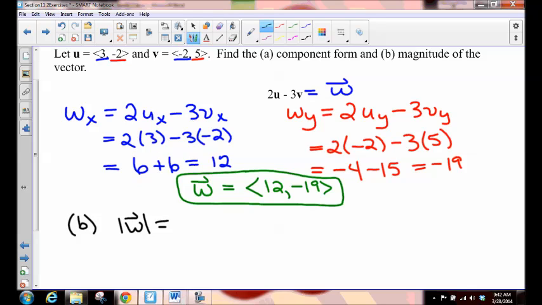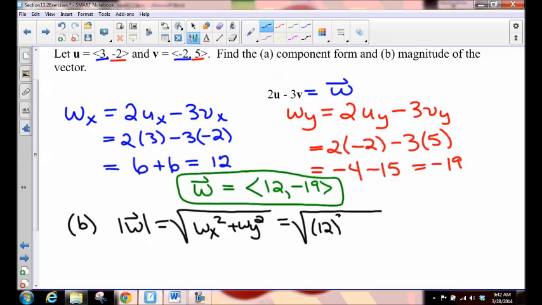So the magnitude of W is going to be the square root of the sum of the squares of the components. That's wx squared plus wy squared, which gives us the square root of 12 squared plus (-19) squared. When we do that math, we get the square root of 505. And when you take that square root, you get approximately 22.5.